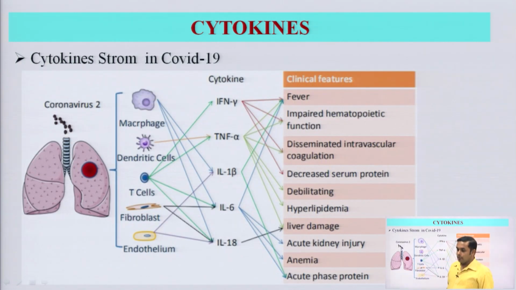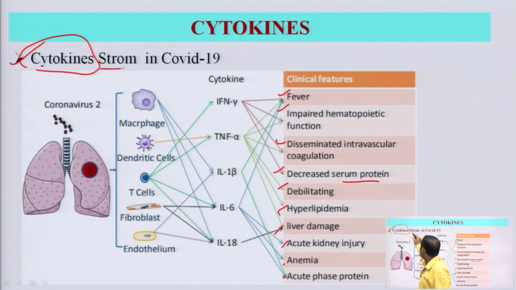So, I was telling you about the cytokine storm in COVID-19. Why is the cytokine storm happening in COVID-19? All of you might have seen in news reports, and as students of pharmacy, you might have seen that patients suffer from various symptoms like fever, impaired hematopoietic function, disseminated intravascular coagulation, decrease in serum protein, and other symptoms. How are these problems happening? The answer is associated with the cytokine and its storm.